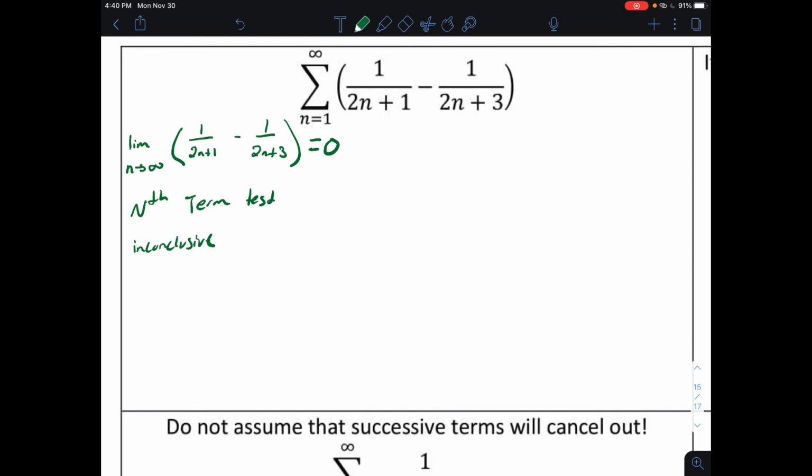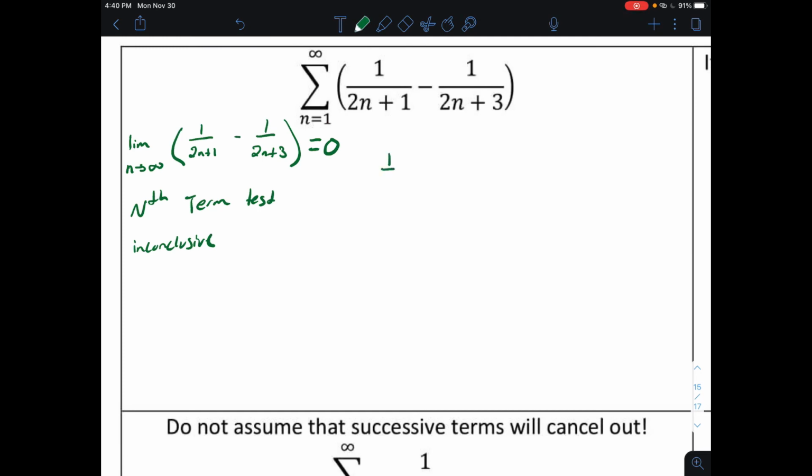So if it's inconclusive, we have to do something else. Well, the other method that we have is to see if it's a telescoping series. Now, we really don't know if it's a telescoping series until we start writing out terms. And we can assume that maybe it is when I see two fractions subtracting from one another. So let's start writing out terms and see what is happening with my expansion. So I start by putting in 1 for n and write down what I get.